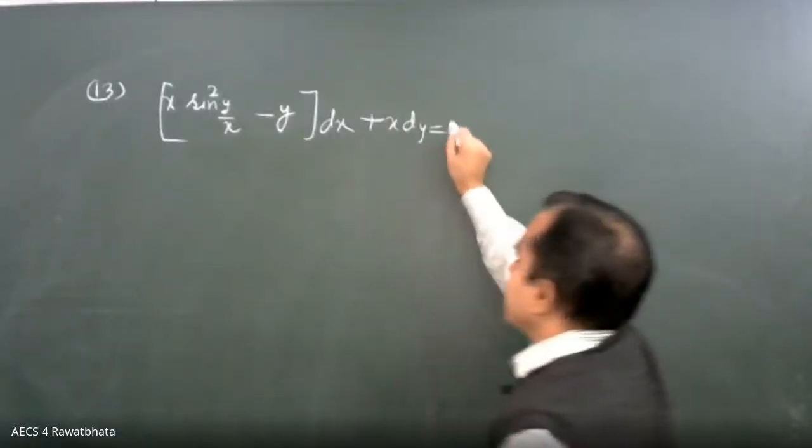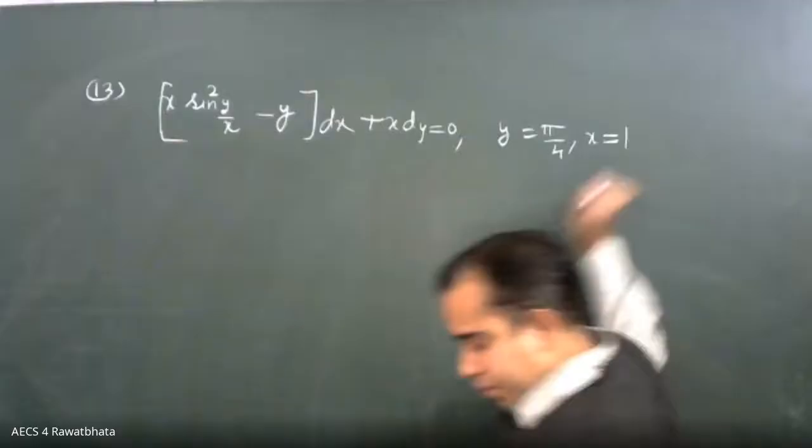9.5 exercise, right? Sir, one minute, some glitch happened. Arpita Khilar, can you read question 13th? Yes, sir. So now I can read. Okay, Saurabh. Yes, continue. X sine square y upon x minus y whole dx plus x dy is equal to 0. And y is equal to pi by 4 when x is equal to 1. I have written correct. Yes, sir.